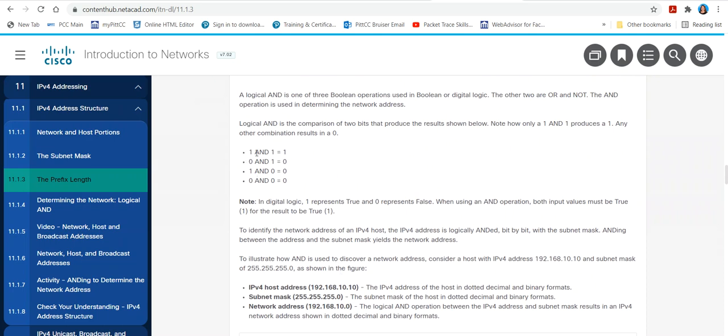So the ANDing is listed here. These are the rules that you would use. So 1 and 1 equals 1. 0 and 1 equals a 0. So pretty much anything with a 0 would equal a 0. The only time you would have a 1 that would fall through would be if you have two 1s.